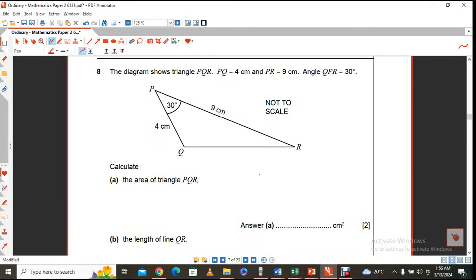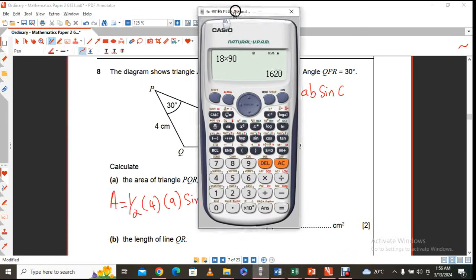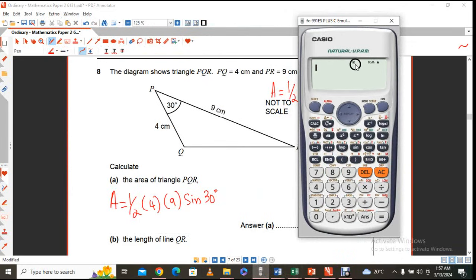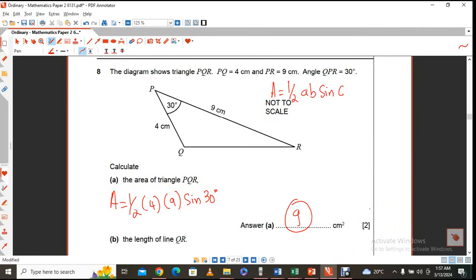Question 8, you have an obtuse angle triangle. The formula that you need to calculate the area is a half times the sides and the sine of the included angle, so I'll say sine C. So the area here is going to be a half times 4 times 9 times the sine of 30 degrees. Just punch them in, or you should know that sine 30 degrees is equal to a half. Also make sure your calculator is in degree mode so you don't have a problem. So the answer is 9, and that is 9 centimeters squared. That is your area.